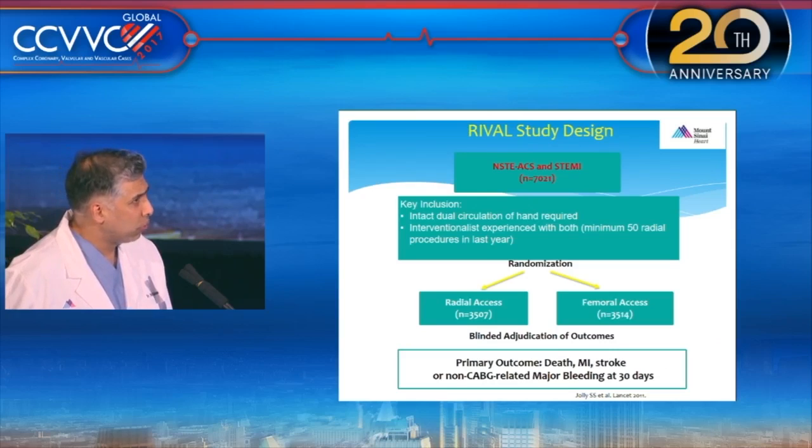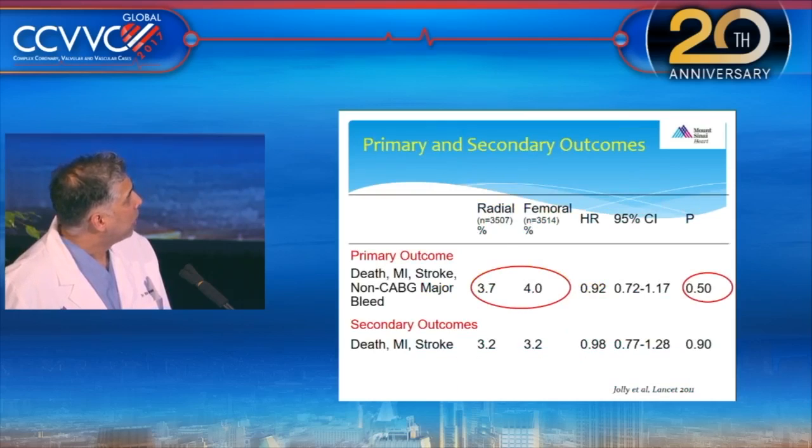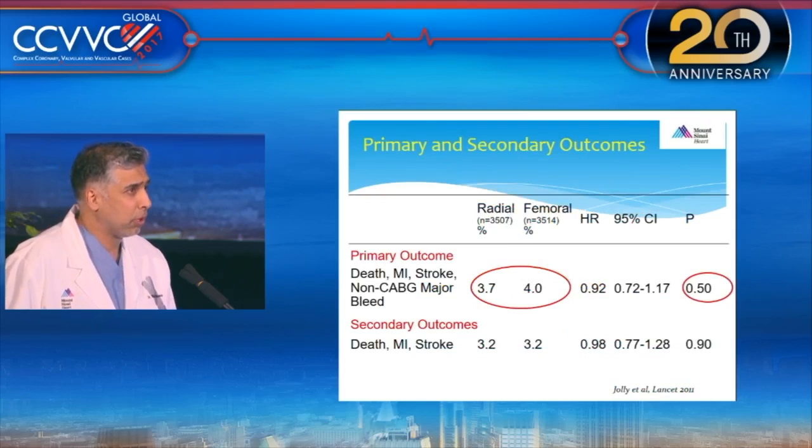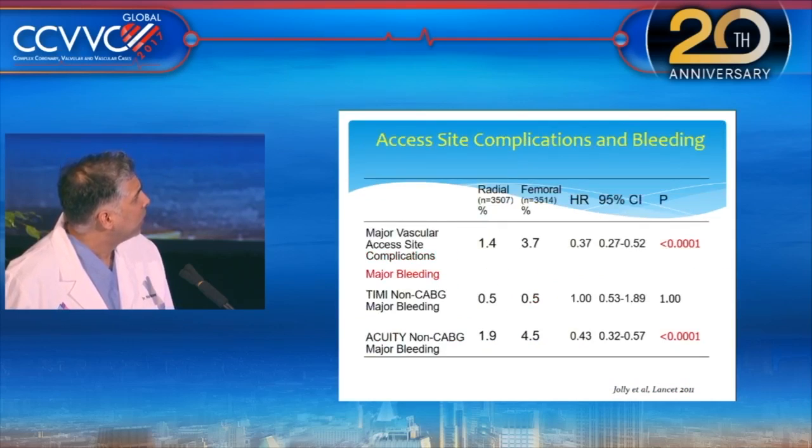So the first big trial was the RIVAL trial, which is a prospective trial that looked at ACS patients, 7,000 of them. They were randomized to getting their procedure from the wrist or the groin. They looked at ischemic and bleeding outcomes. There was no major difference in this trial, which many transfemoralists thought was positive, but as we'll see, a lot of things came from this that showed a benefit of transradial.